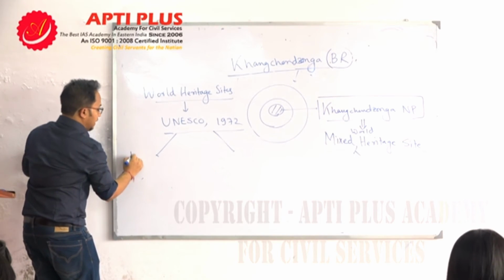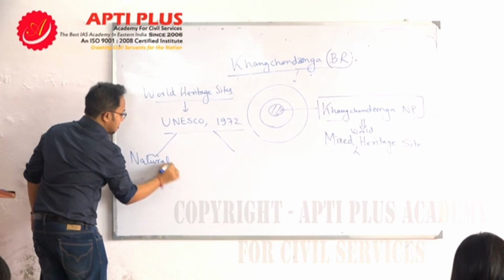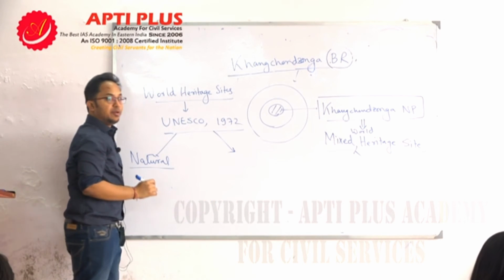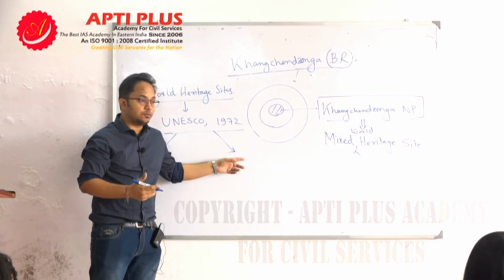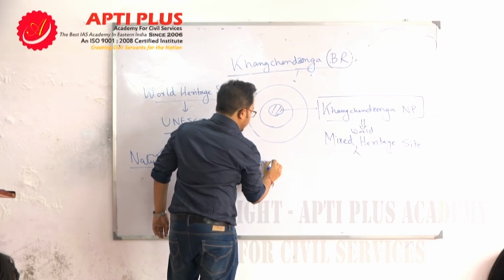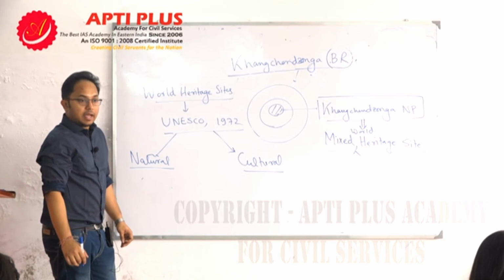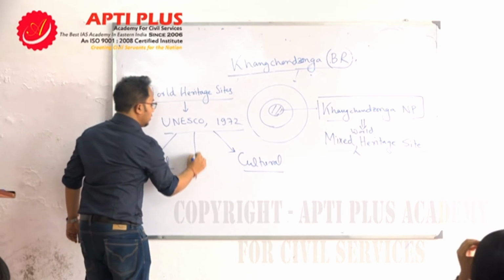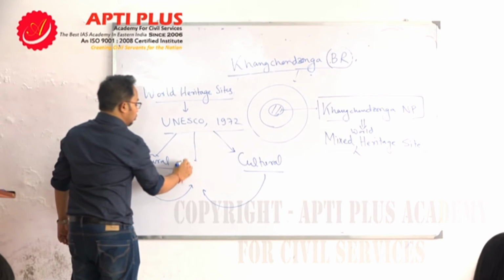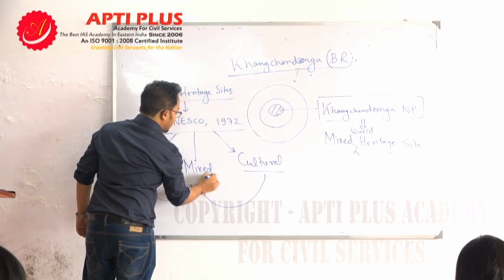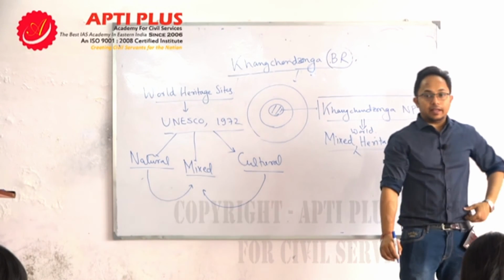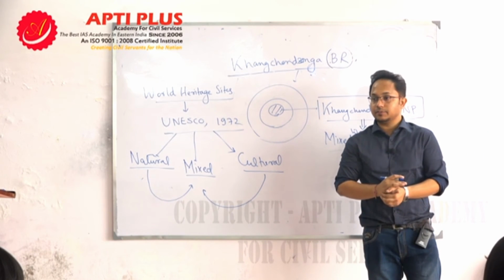You can have the natural world heritage sites, or we can declare an area to be a world heritage site because of its historical and cultural significance also. Such kind of heritage sites को हम लोग कहेंगे as cultural heritage sites. And then we can have certain areas which will have both natural significance as well as cultural significance. Those we can call mixed heritage sites. ठीक है? So 3 categories of heritage sites are there. एक है natural, एक है cultural और तीसरा है mixed heritage site.